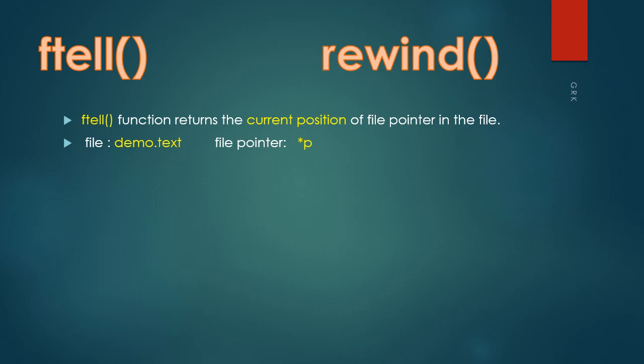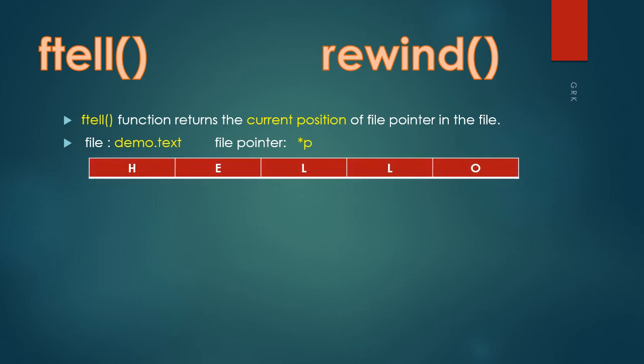Let us assume I am creating one file demo.txt and the file pointer is p. The file contains 5 characters and each character occupies 1 byte of storage in the C language. So the total size of the file is 5 bytes. Initially, when the file is opened, the file pointer points to the beginning of the file, which means no data has been read from the file.